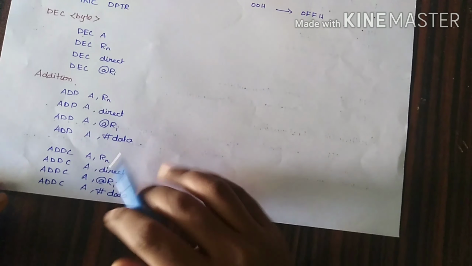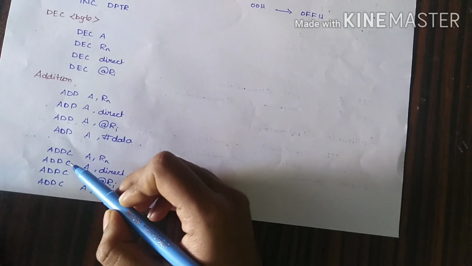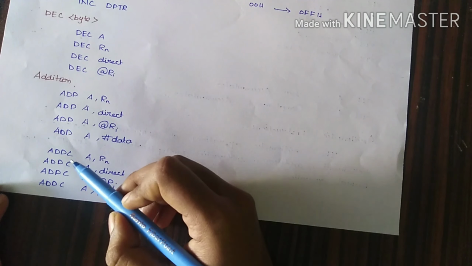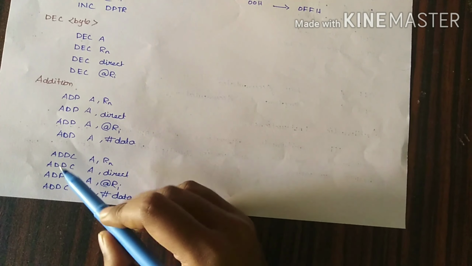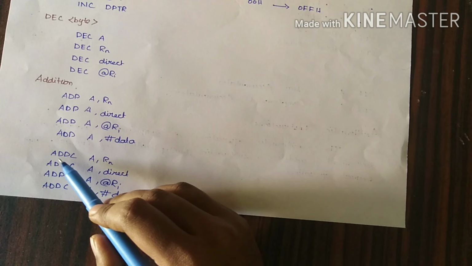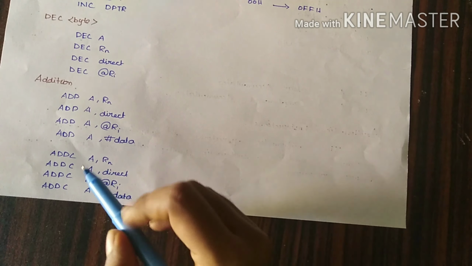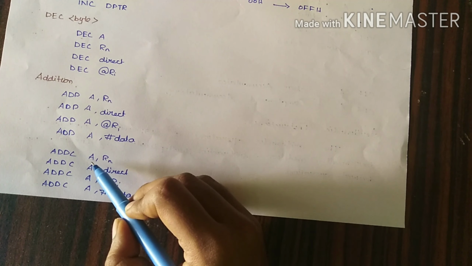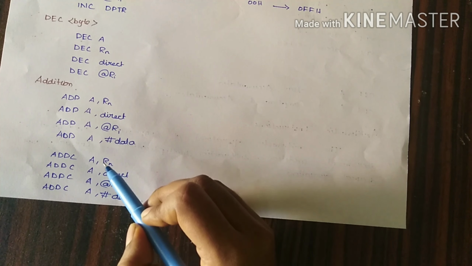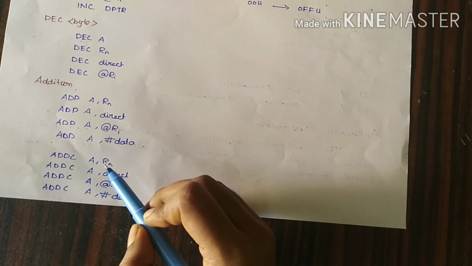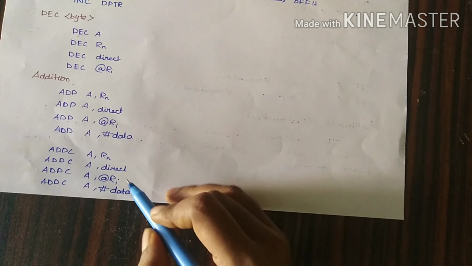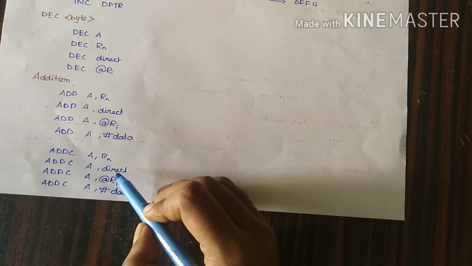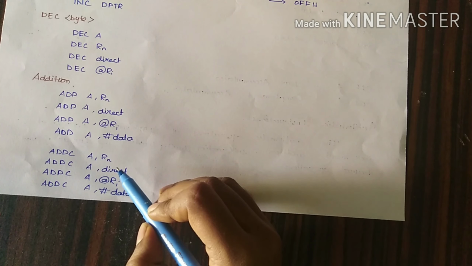But the next instruction, ADDC, this is an opcode. This indicates add with carry. This adds the number along with the carry. So if there is an instruction ADDC A, Rn, this will add the data of the accumulator and the data of this register along with the carry. So similarly, the next instruction will perform addition for the given operand and also for the carry.